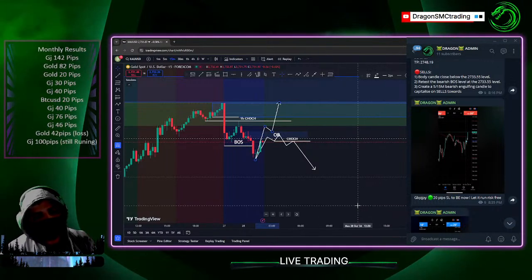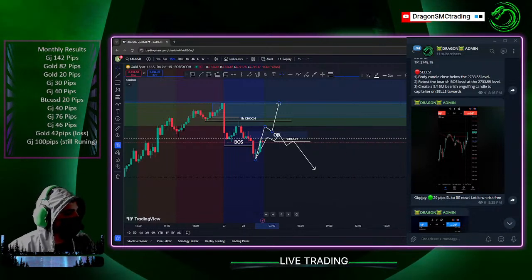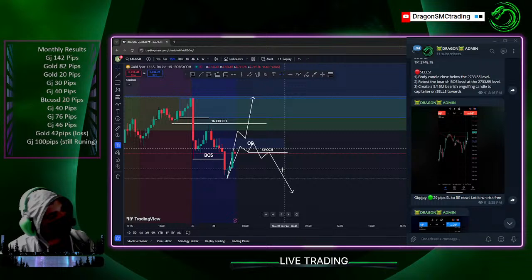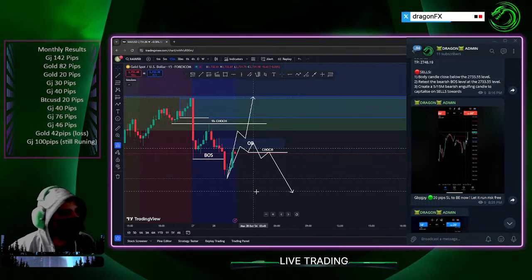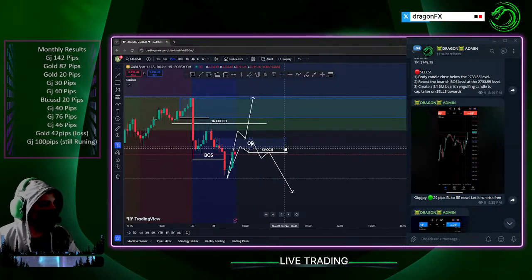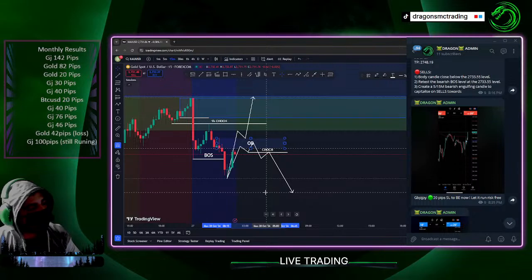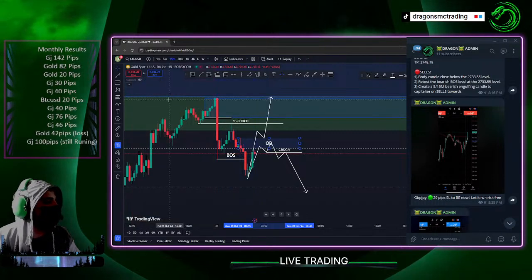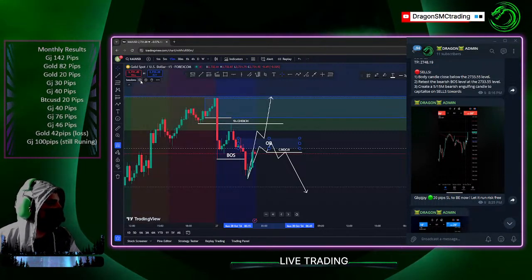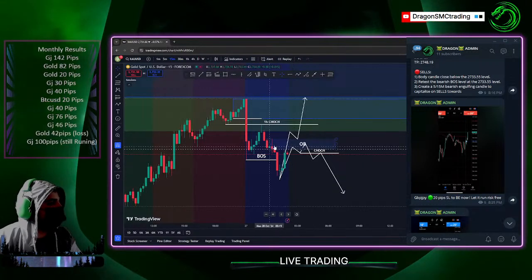Make sense? Anybody here have any questions? Let me know. Like, if you don't know what a change of character is, let me know. If you don't know what an OB is, let me know. I'll tell you. It's pretty simple. Easy stuff. No need for indicators. I use zero indicators. The only indicator I use is this session indicator, just to tell me what session it is. And blue is the Asia session right now.